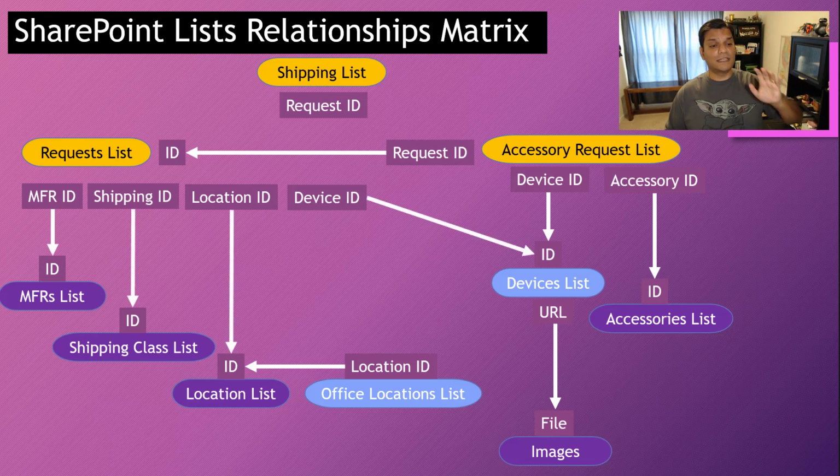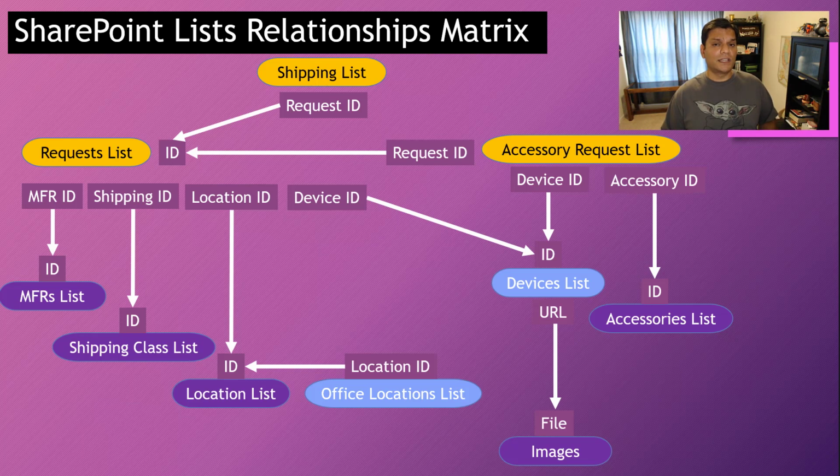The request list has a lot more going on. It's having all these relationships to that lower section of the matrix, the primary one. And then the shipping list is also referencing the request list. Now, I know this is a lot to take in, but it's very important for you to understand that this is how I have planned the matrix.